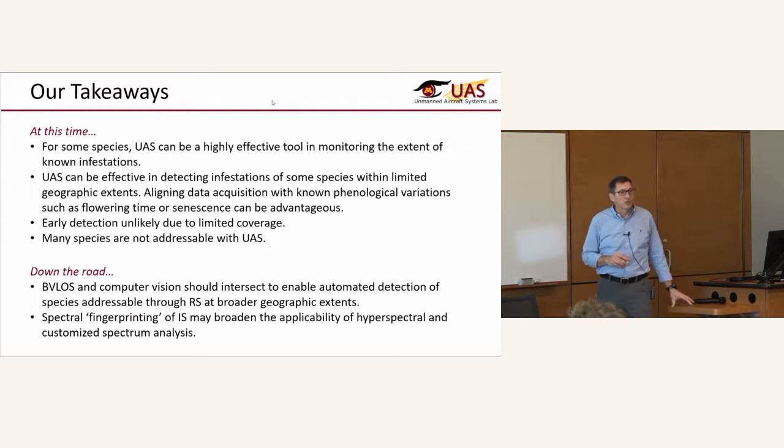Great to see what you had on early detection with oak wilt. But one of the things I've thought about is, because of our limited geographic scope here, early detection across a broad scale is not really likely right now. And there are certainly many species that are not addressable at this time with unmanned systems.